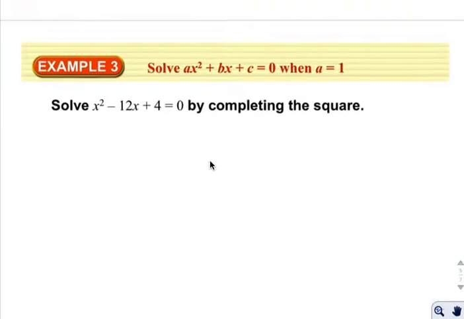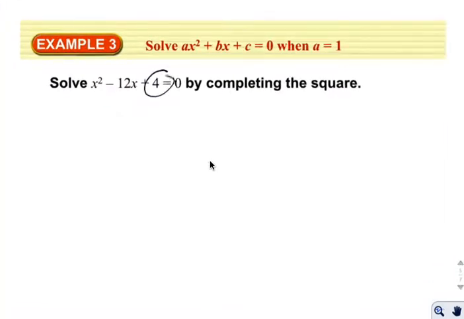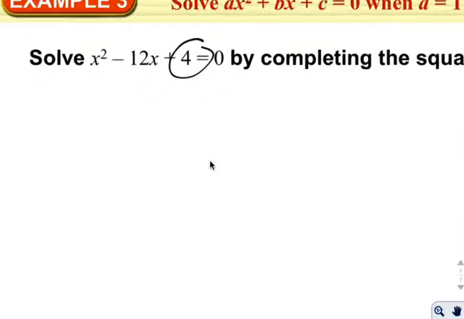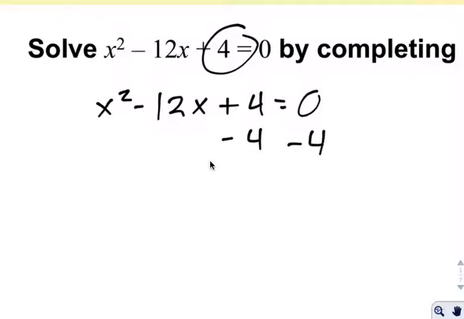Okay? Let's do one that's a little more complicated because it actually has a c value already. So I need to work around it and make sure that I get rid of that c value. I get it out of my way to begin with. So I'm going to start by saying x squared minus 12x plus 4 equals 0. And I'm going to remove that c value because it's just in my way and I don't really want to have to worry about it. So x squared minus 12x equals negative 4.